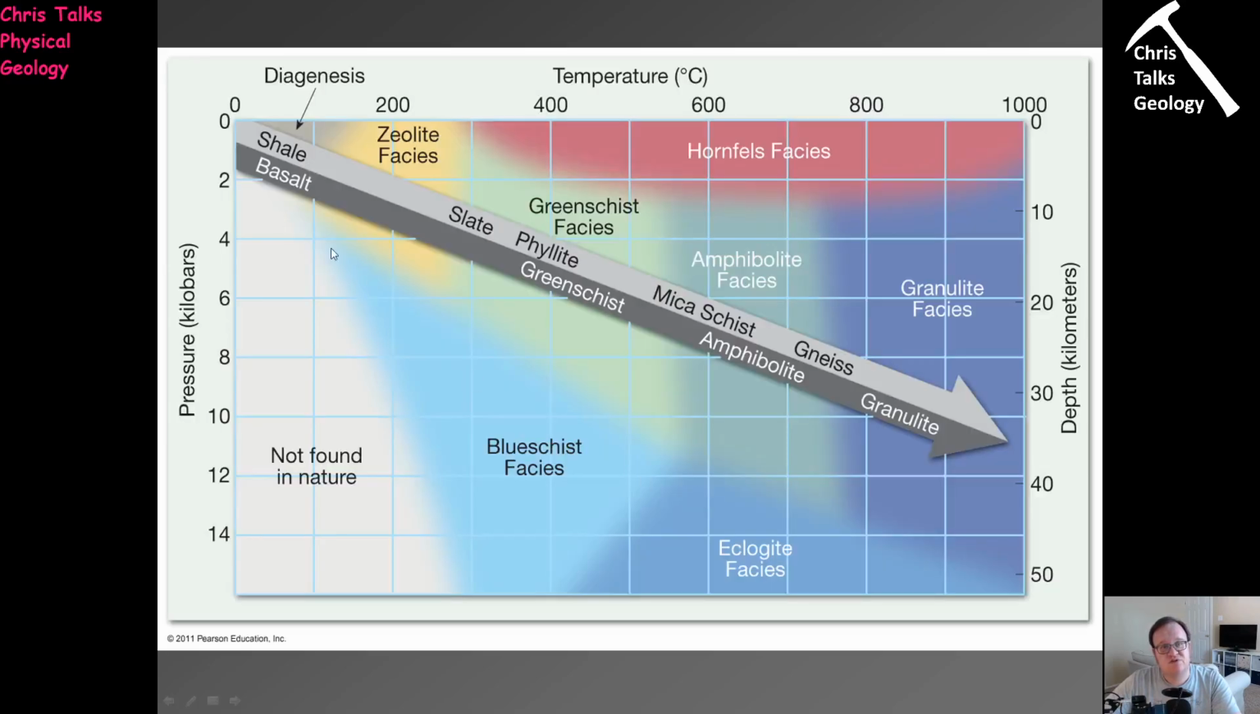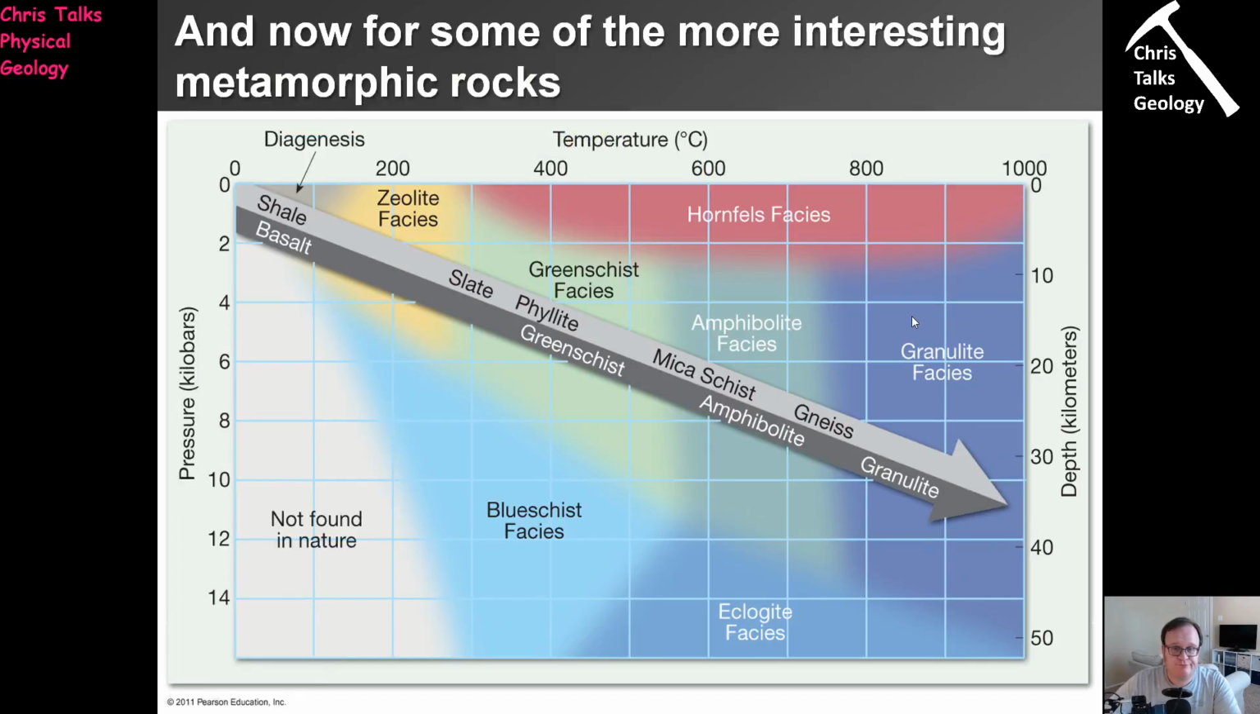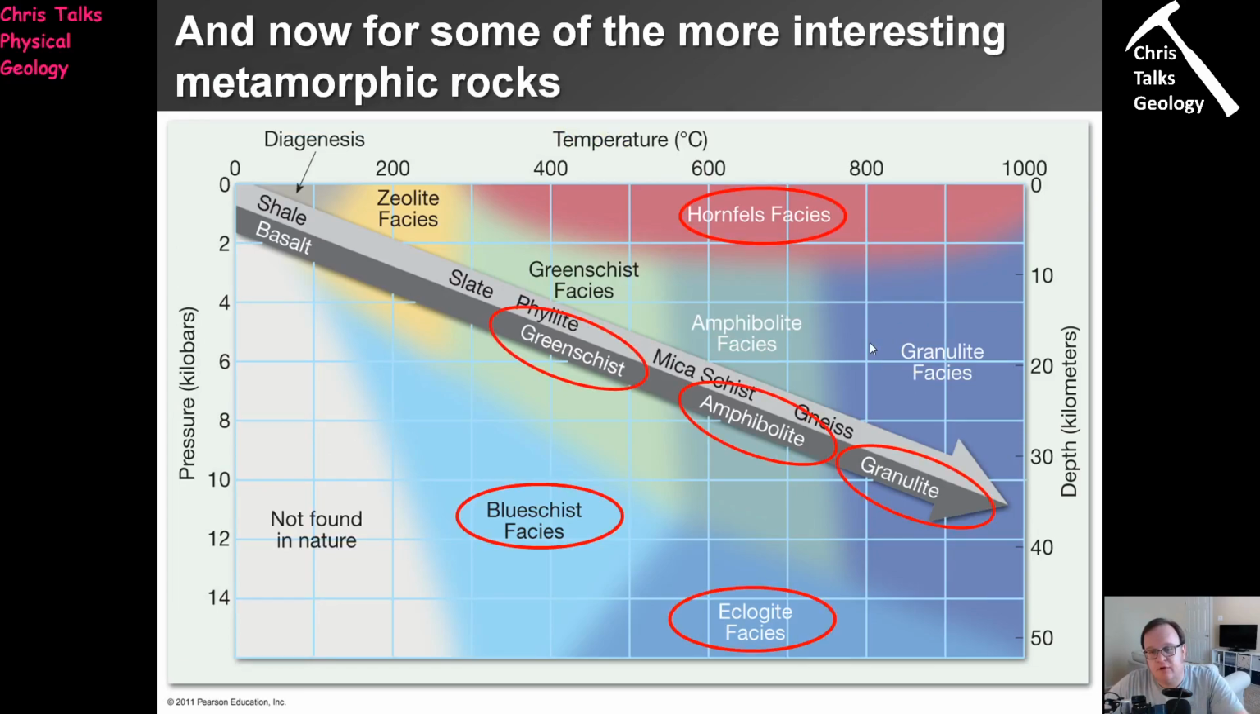So in terms of the distribution, here's our basalt protolith. Green schists, well, obviously will occur in the green schist facies field. Amphibolites will occur in the amphibolite facies field, and granulites will occur in the granulite facies fields. I'm sure you're shocked by this. So, obviously, these are our standard metamorphic rocks, but there are a couple of other more interesting metamorphic rocks in the form of blue schists and eclogites.